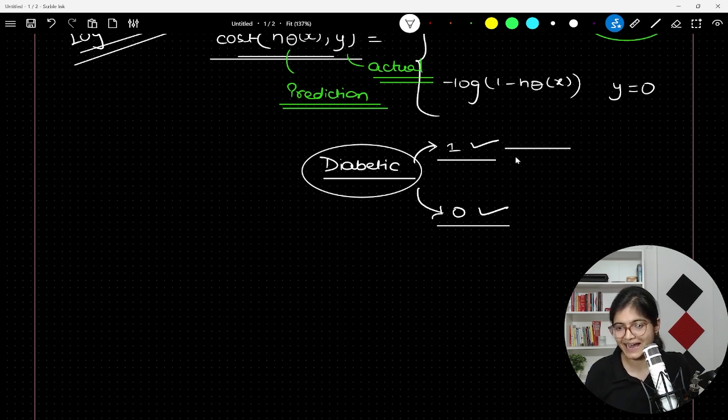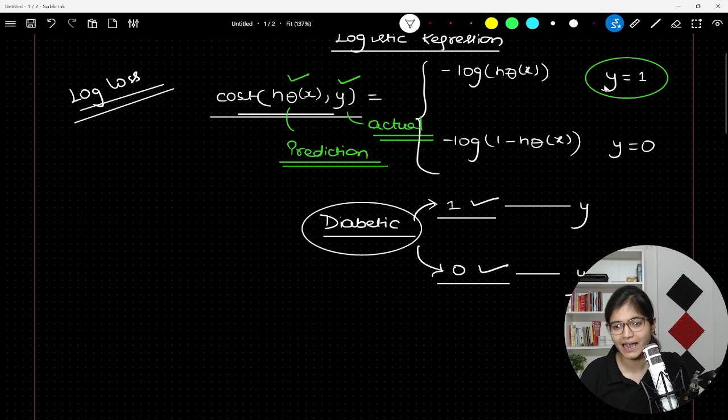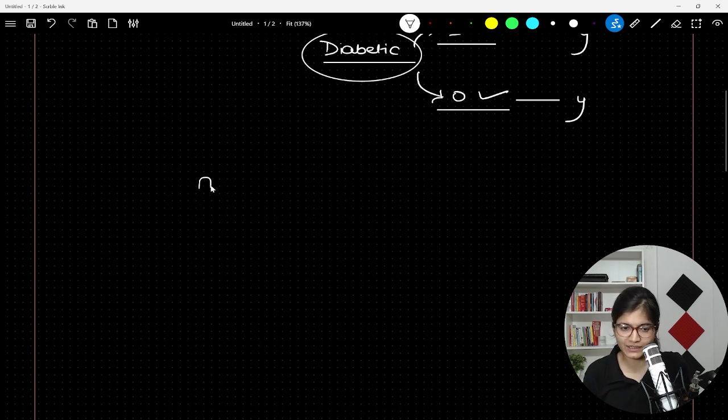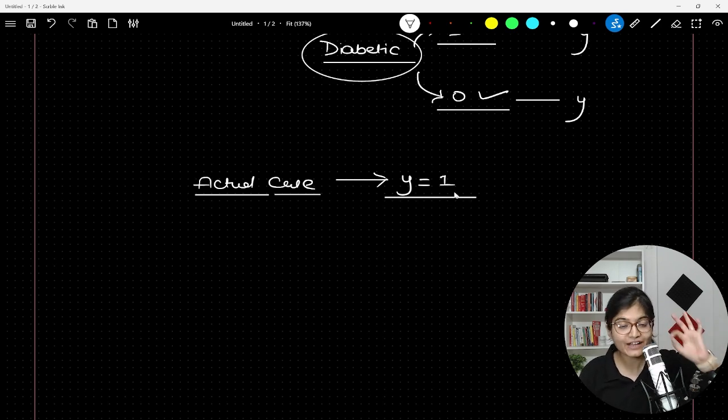So as per my cost function, this is my value of y. Now what is this h theta of x? This is the value made by the predictions of the model, where we apply the logistic regression model. Now let's say the actual data or feature set demonstrates that a patient is diabetic. So in the actual case the patient is diabetic, meaning the value of y is equal to 1. That is the actual scenario.